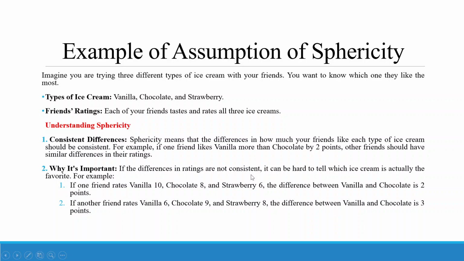If the differences in ratings are not consistent, it can be hard to tell which ice cream is actually the favorite. For example, if one friend rates vanilla 10, chocolate 8 and strawberry 6, the difference between vanilla and chocolate is 2 points. If another friend rates vanilla 6, chocolate 9 and strawberry 8, the difference between vanilla and chocolate is 3 points. So you can see here the assumption of sphericity is violated because the differences are not equal, or in other words, the differences are not consistent.